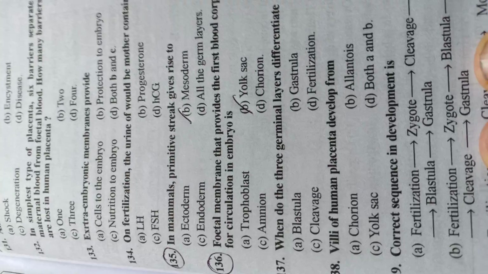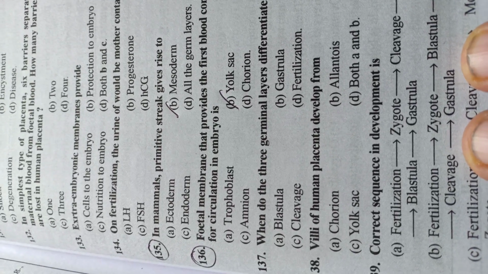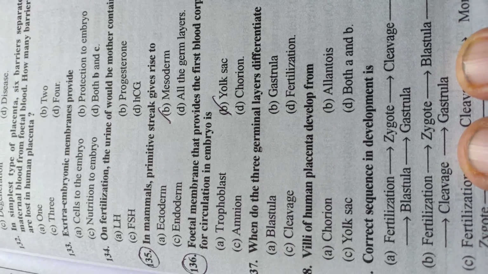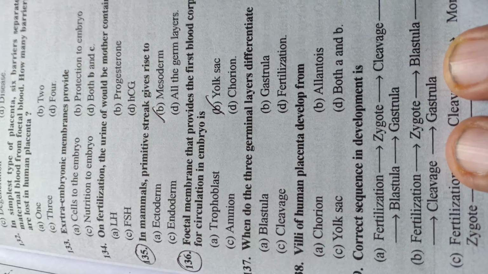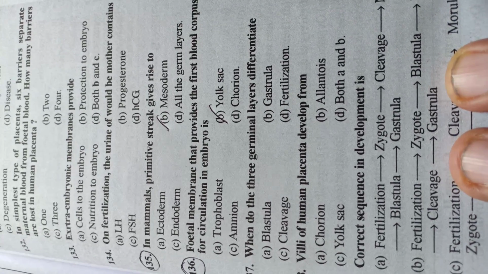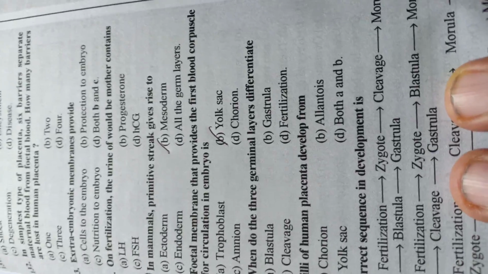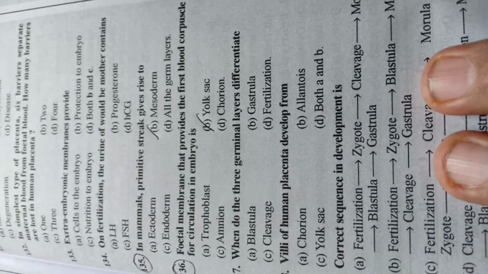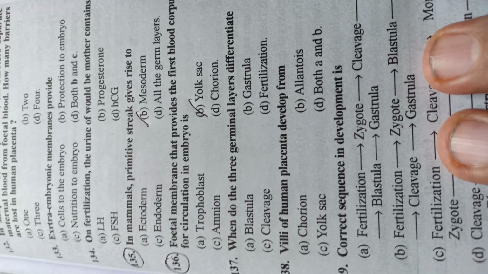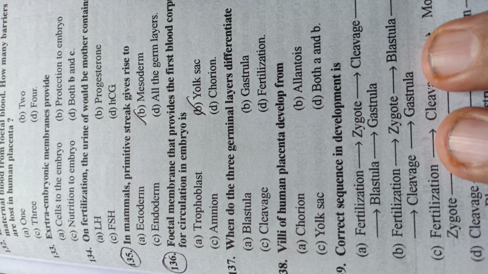Now question number 135. The primitive streak gives rise to mesoderm. A direct statement, it is the correct option. 136. Fetal membrane that provides the first blood corpuscles for the circulation of the embryo. Yolk sac only. Why? Because in the embryonic condition, the yolk sac acts as an erythropoietic organ.